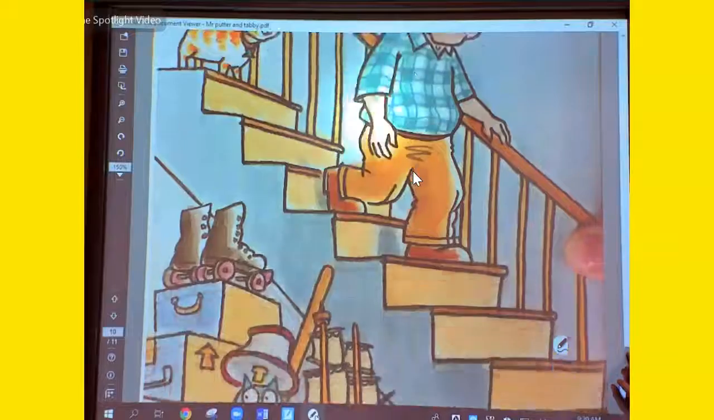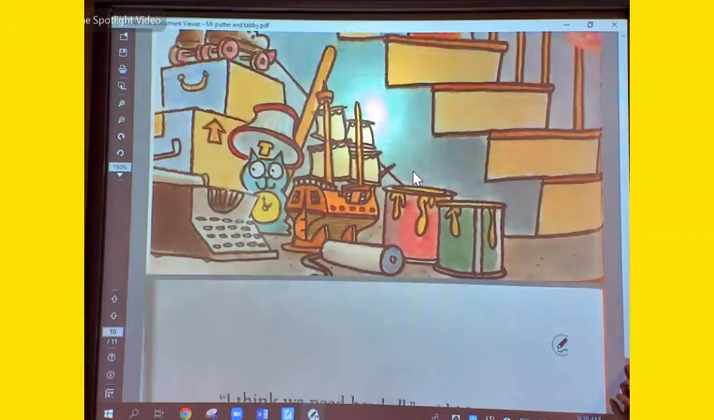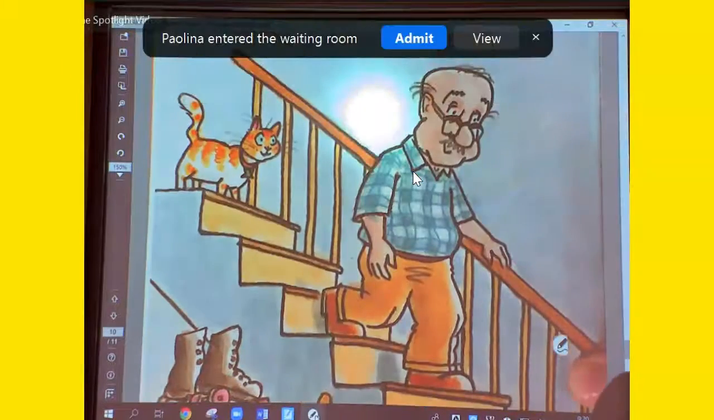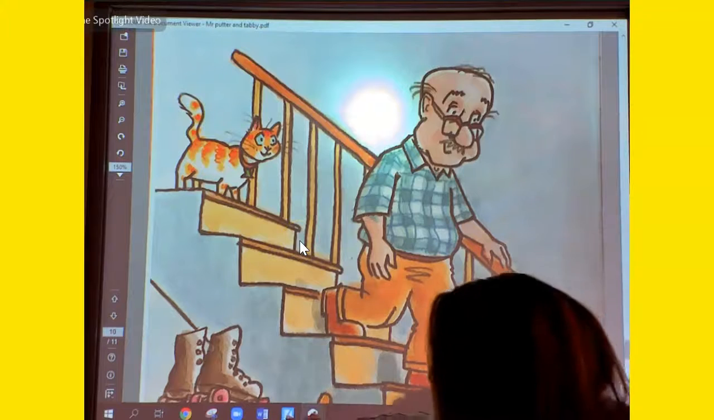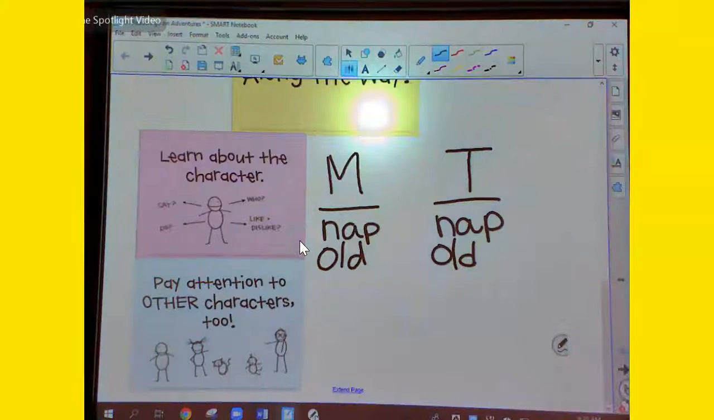So there he is going to the basement to look for his mitt. So they're going to go and play some baseball. So what else can we add to our list about our characters? It can be either Mr. Putter or Tabby. If you would like to add to our list, I want you to raise your hand. I'm going to put all hands down. What else do we know about Mr. Putter and Tabby now?